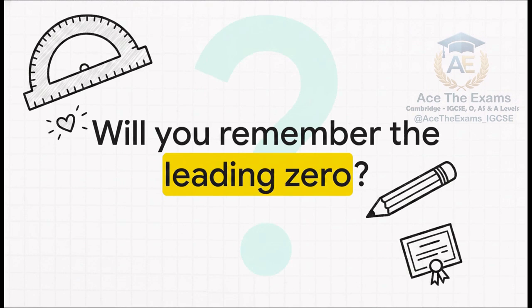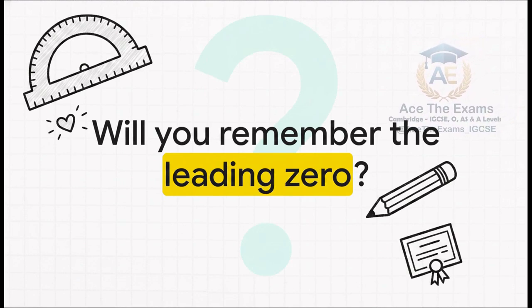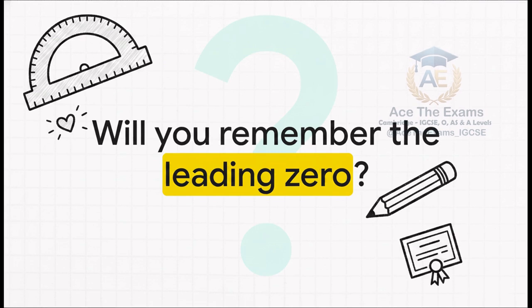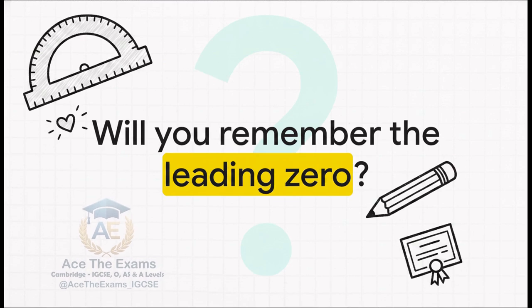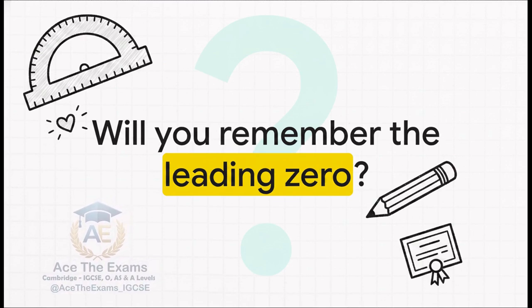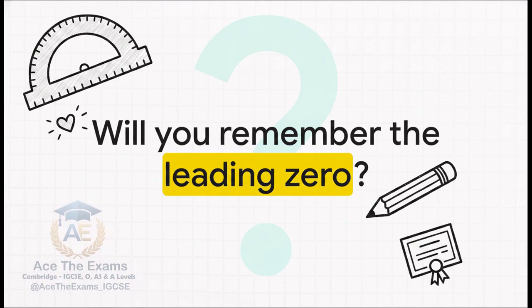I want to leave you with this final, provocative thought staring you right in the face. Picture it. When you are sitting in that dead silent exam hall, your heart is beating fast, the clock is ticking down, and your protractor reads exactly 65 degrees. Will you remember to add the leading zero? Will you confidently write 065, or will you let the examiner steal a mark you worked so incredibly hard for? The choice, and ultimately the grade, is entirely yours.